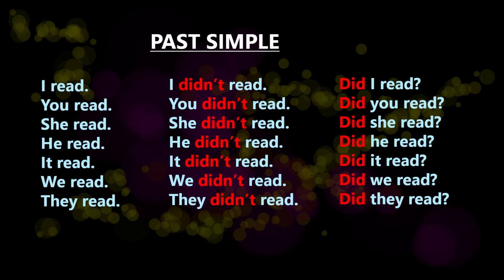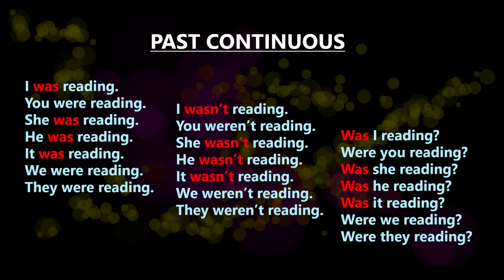Did I read? Did you read? Did she read? Did he read? Did it read? Did we read? Did they read? Past continuous. I was reading, you were reading, she was reading, he was reading, it was reading, we were reading, they were reading. I wasn't reading, you weren't reading, she wasn't reading, he wasn't reading, it wasn't reading, we weren't reading, they weren't reading.